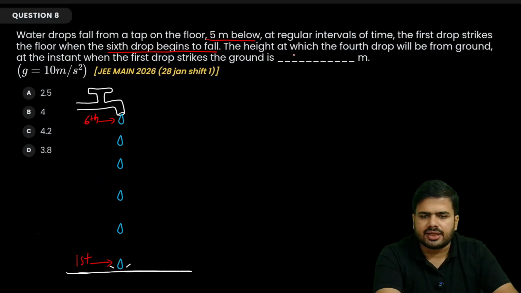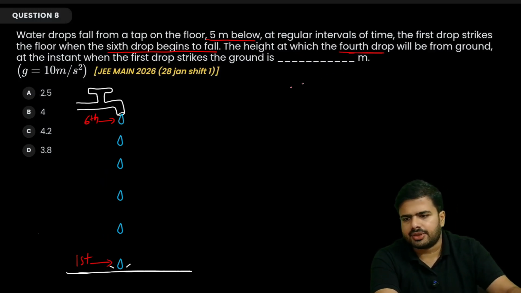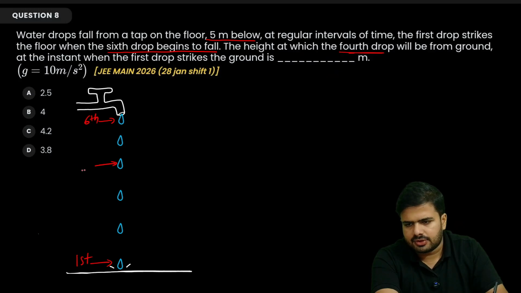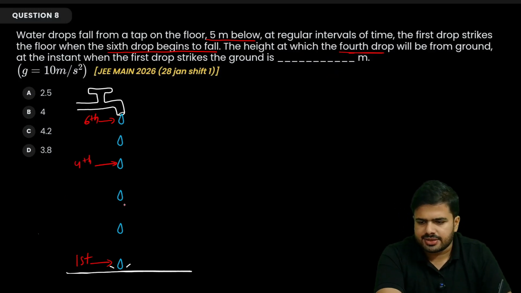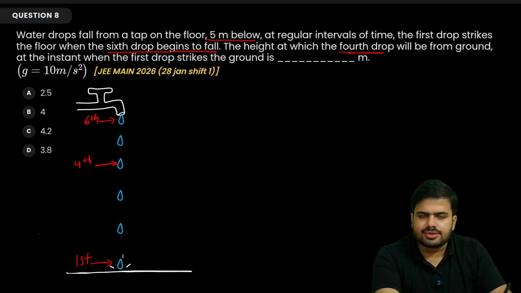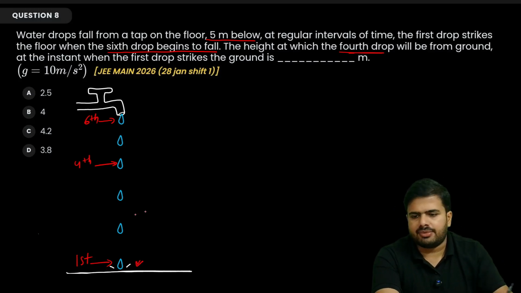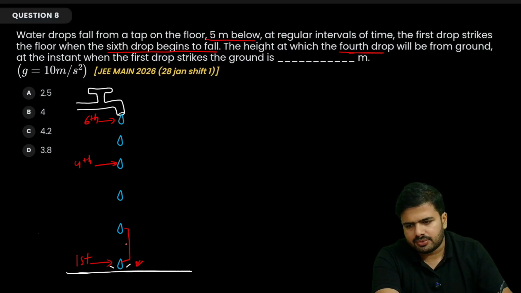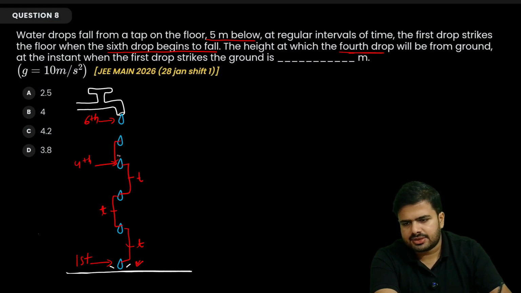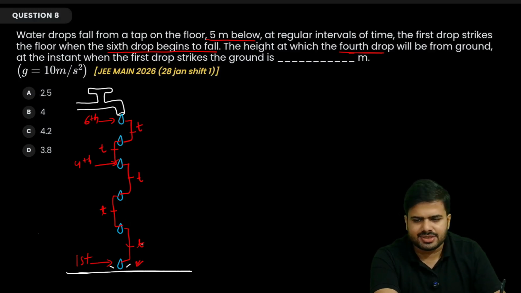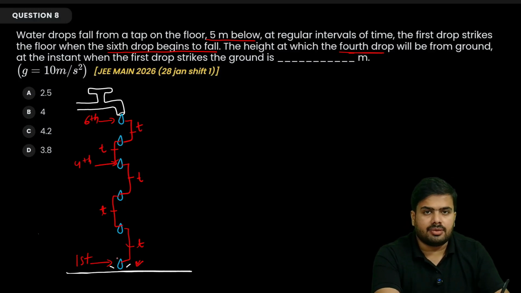So we have to say where the fourth drop will be from the ground at this instant. So this is the fourth drop. Very carefully, you see that between each drop there is a regular time interval. So when the first drop is going to strike the ground, how many time instances would have passed? Between the first and second drop, one time instance t; between the second and third drop, again one more time instance t. Similarly, this is also one more time instance, and this is between the fifth and sixth drop, the time instance.